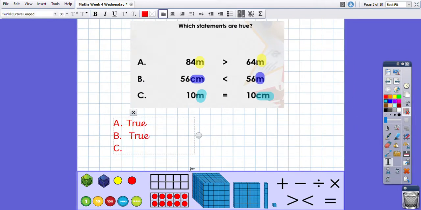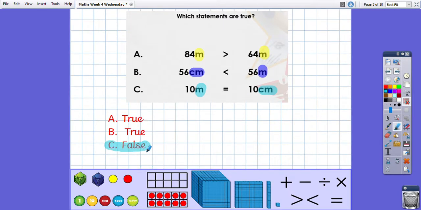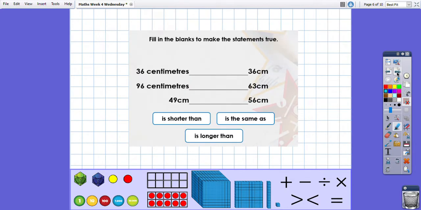The challenge for today is, how could I make that statement true? How can we make statement C true? Okay, pop it in an email. That is your challenge for today.